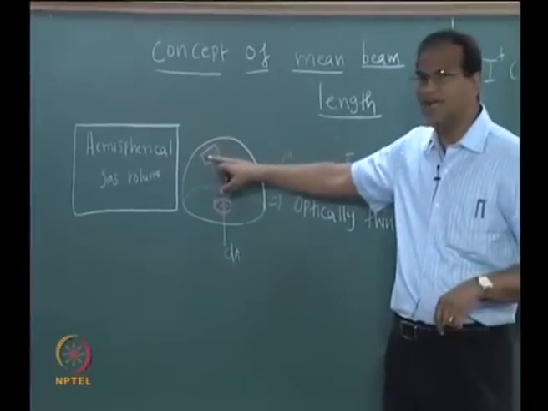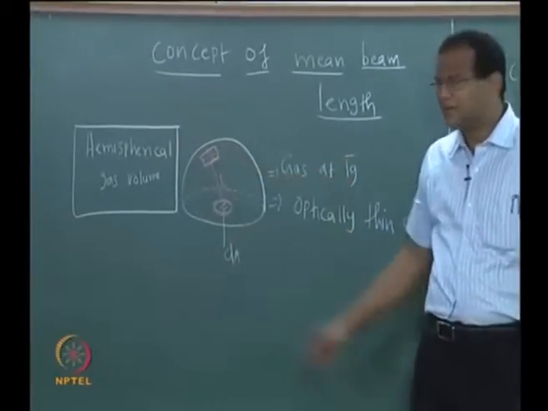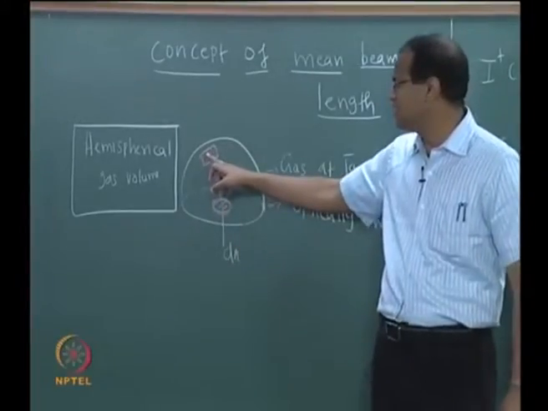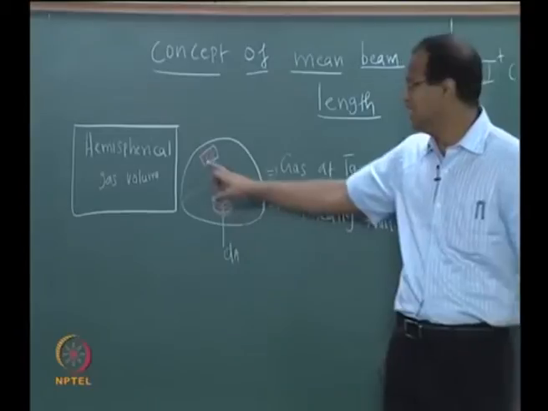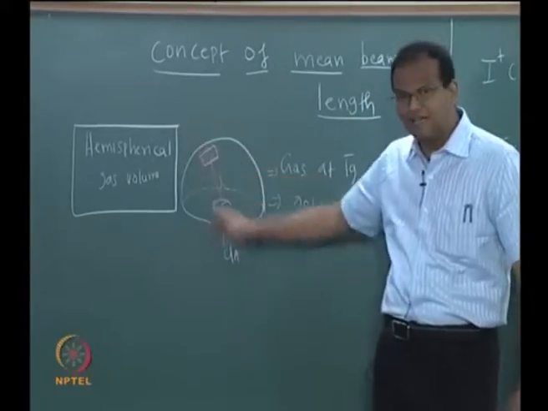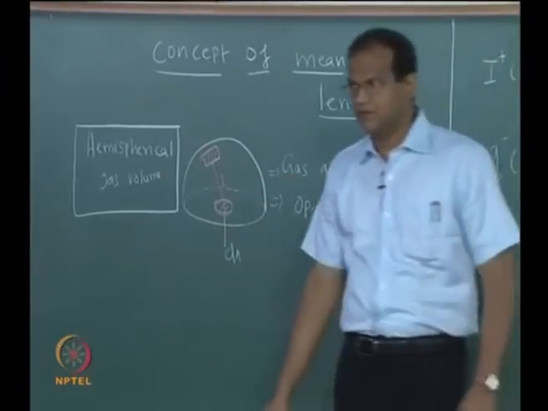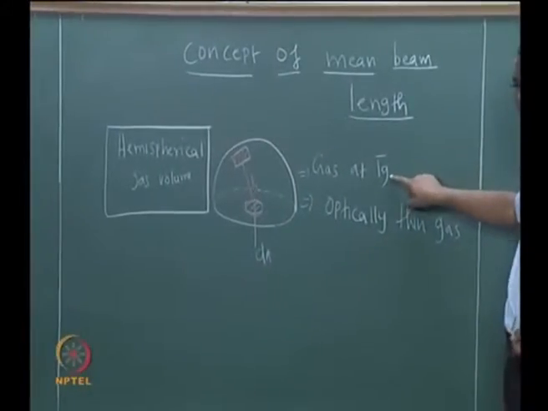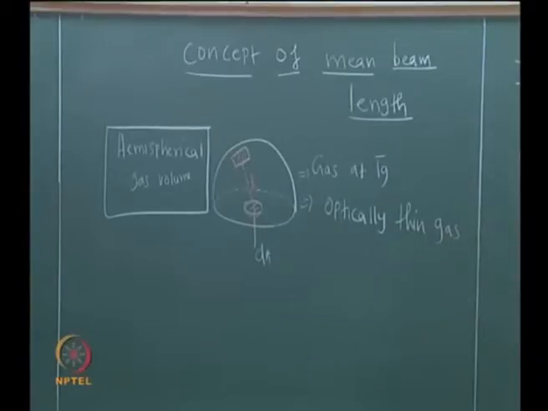I am looking at a small area on the top of this hemisphere, and then we are connecting this area to this area, that is we are trying to find out what is the radiation from here which is arriving here, that is radiation originating from this and then travelling through the gas volume. Now the gas is at a temperature Tg, and it is an optically thin gas. These are the two assumptions, and this is a hemispherical gas volume. The idea behind this exercise is to understand more about the concept of mean beam length.